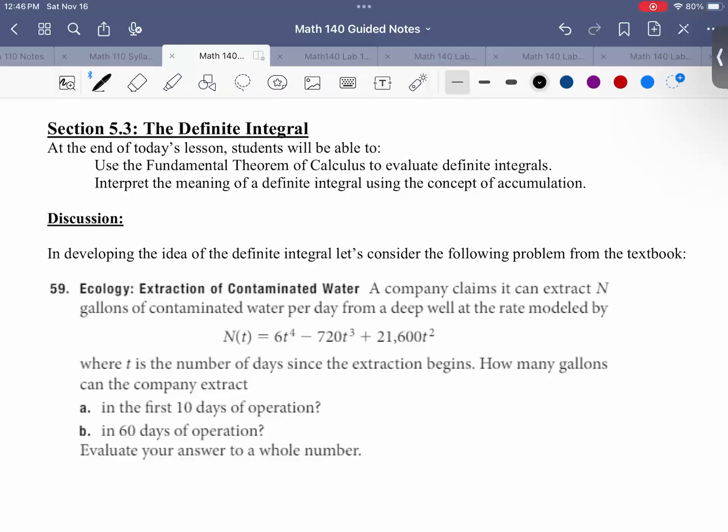Hi, everybody. Welcome to section 5.3, discussing the definite integral. The learning objectives for this section will be to use the fundamental theorem of calculus to evaluate definite integrals and interpret the meaning of a definite integral using the concept of accumulation.